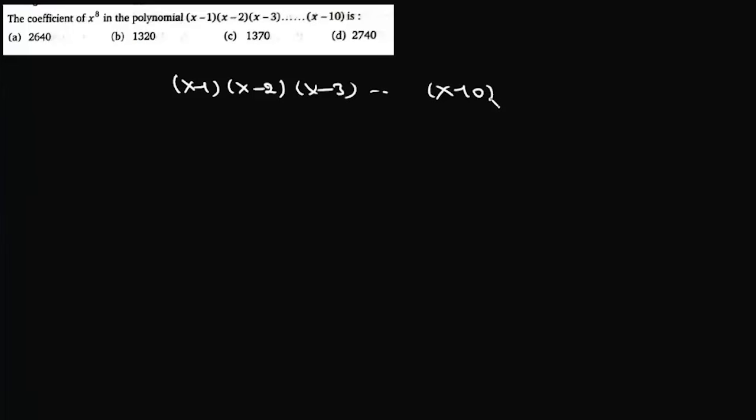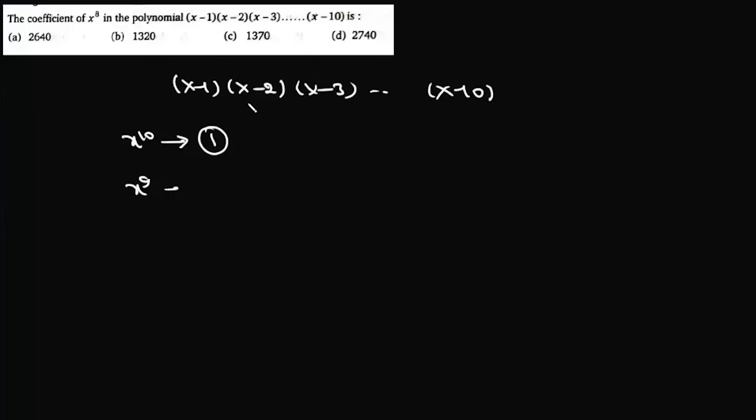Now there are 10 terms in the expression, so the highest power of x will be x to the power 10. If someone asks you to find the coefficient of x to the power 10, it is simple, it will be simply 1. What about if we need to find the coefficient of x to the power 9?